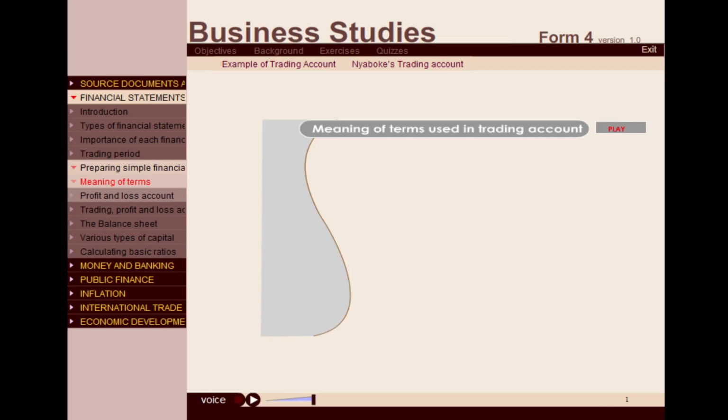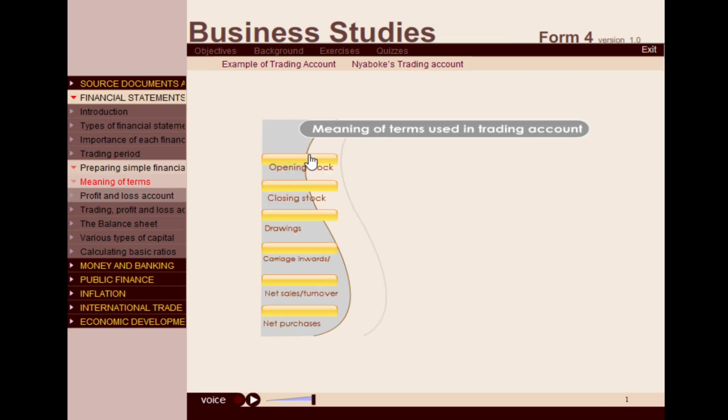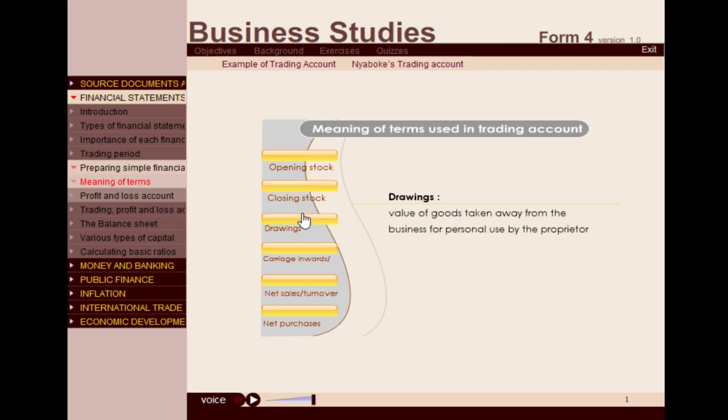Meaning of terms used in trading account. Opening stock, value of goods at the start of a trading period. Closing stock, value of unsold goods at the end of a trading period. Drawings, value of goods taken away from the business for personal use by the proprietor. Carriage inwards or carriage on purchases. Expenses of transporting purchases or goods bought into the business. Net sales or turnover. Value of sales, less sales returns or returns inwards. Net purchases, value of purchases, less purchases returns.